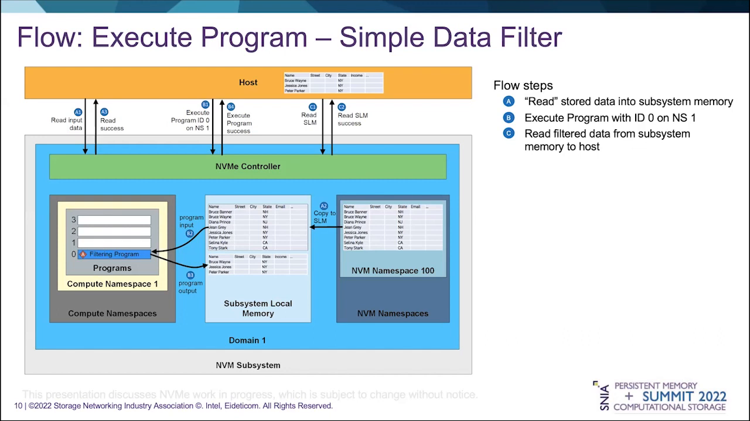The key thing here is we've managed to keep all the processing and data movement confined to the NVM subsystem, except when we want to get the output data out. So we see a large reduction in data movement, which is one of the key objectives of computational storage. So Kim, if you don't mind, can we go to the next slide?